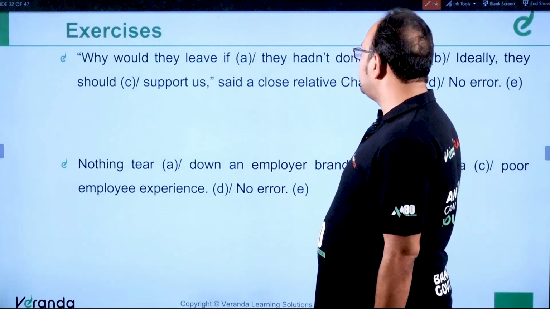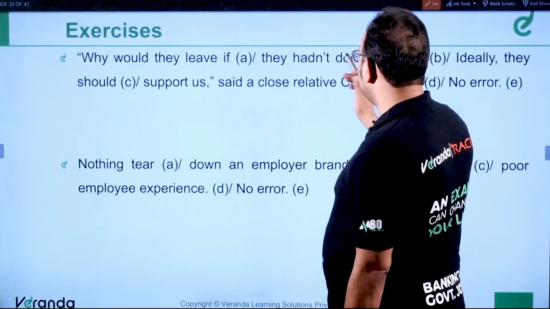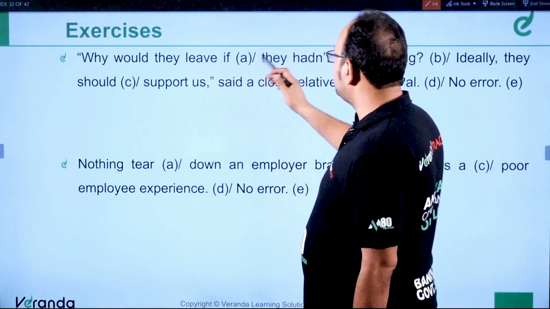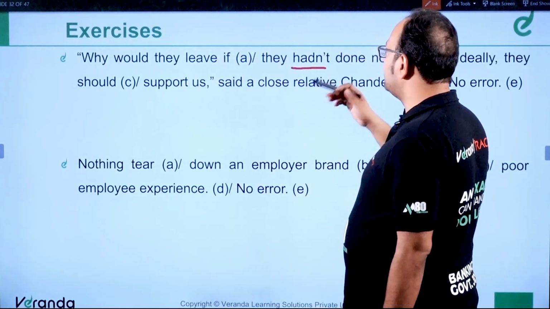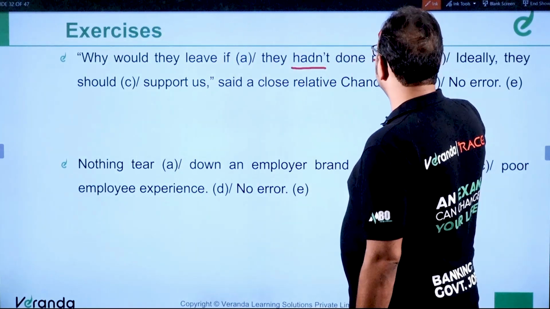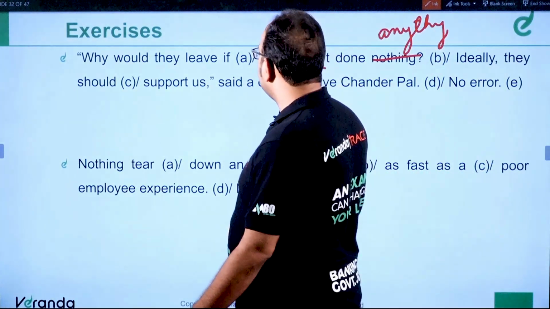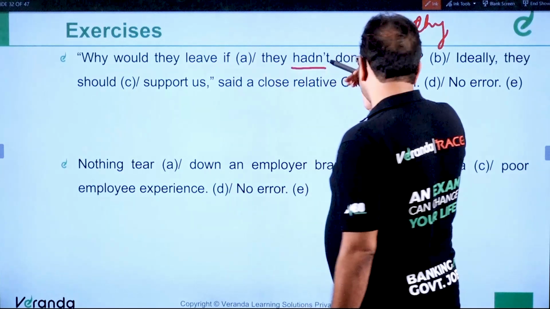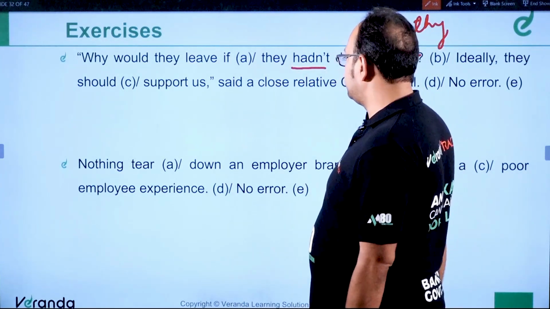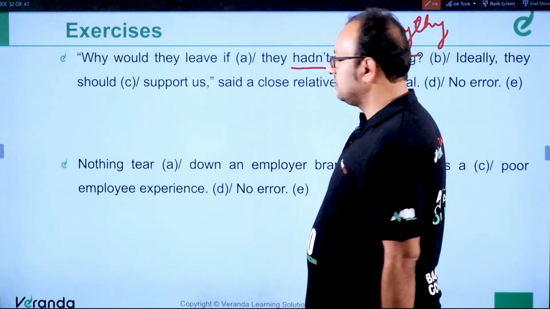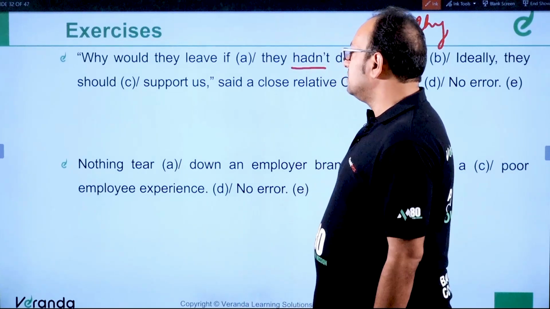Why would they leave if they hadn't done nothing? Hadn't means had not done, so it should be anything. Why would they leave if they had not done anything? Ideally, they should support us, said a close relative, Chandrapal. This is the correct answer.